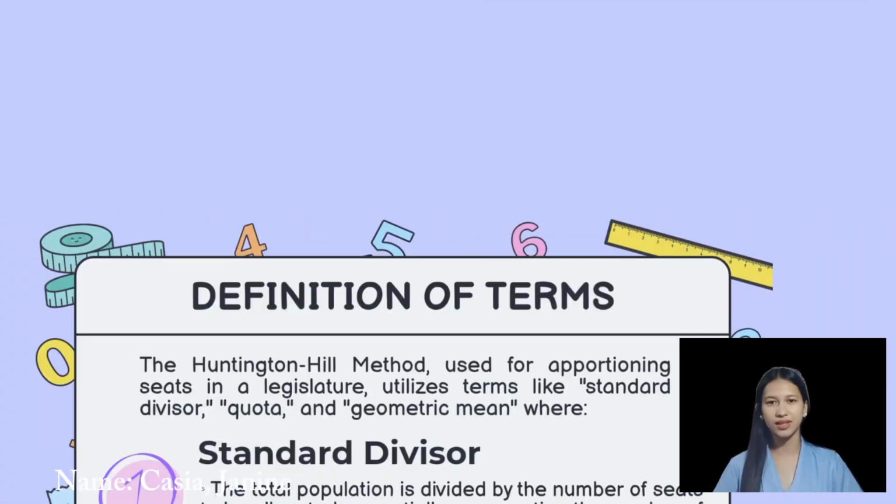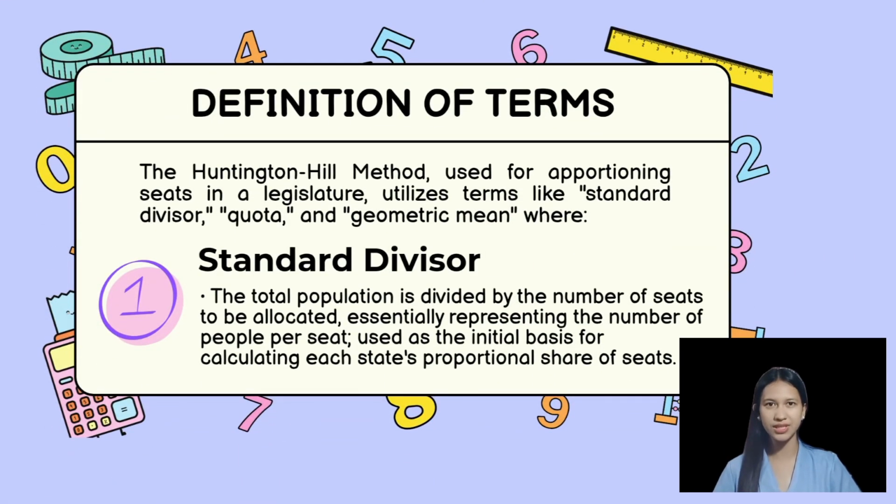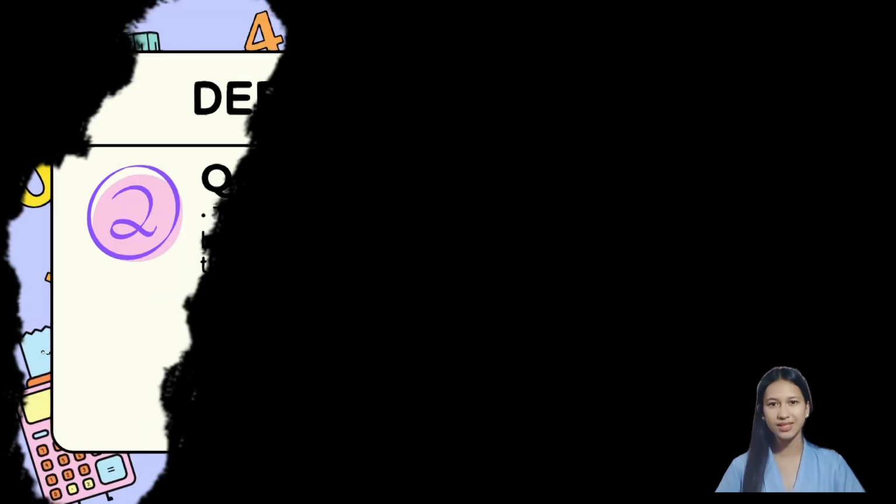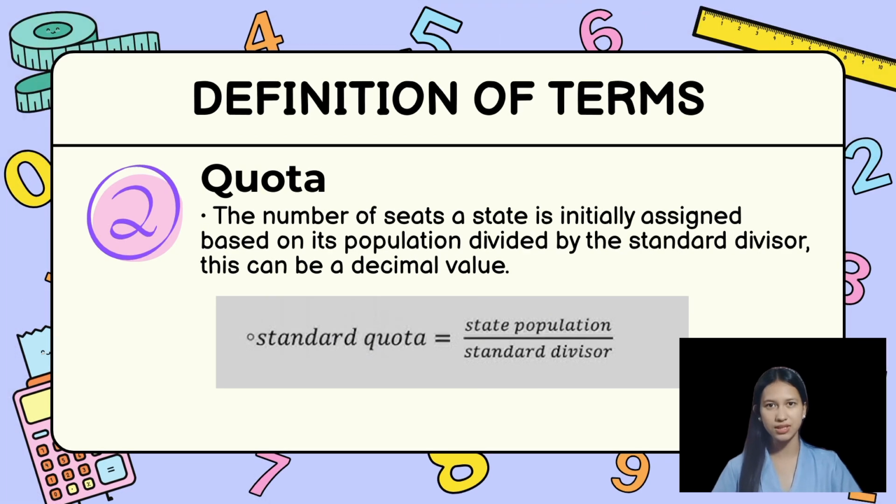Definition of terms. The Huntington-Hill method used for apportioning seats in a legislature utilizes terms like standard divisor, quota, and geometric mean. For standard divisor, the total population is divided by the number of seats to be allocated, essentially representing the number of people per seat, used as the initial basis for calculating each state's proportional share of seats. Next is quota. The number of seats a state is initially assigned based on its population divided by the standard divisor. This can be a decimal value.